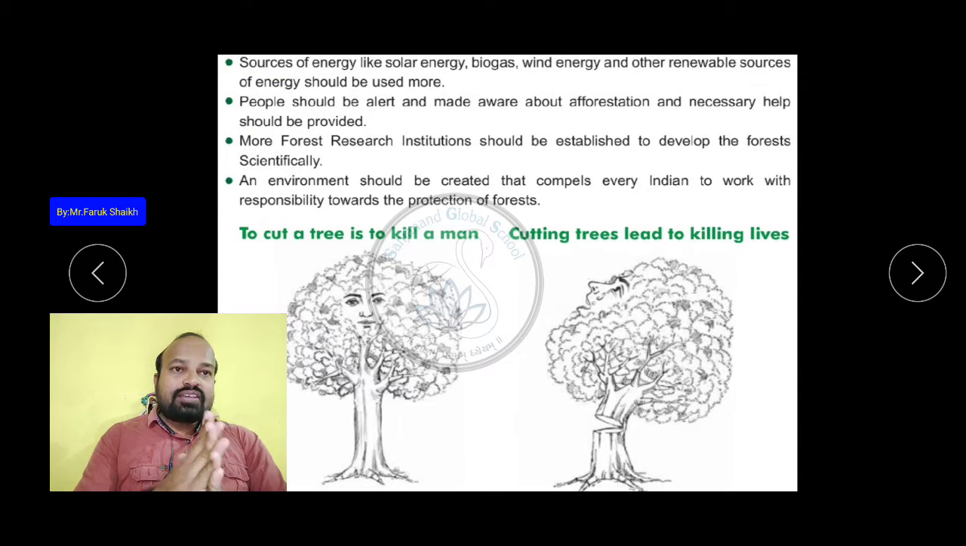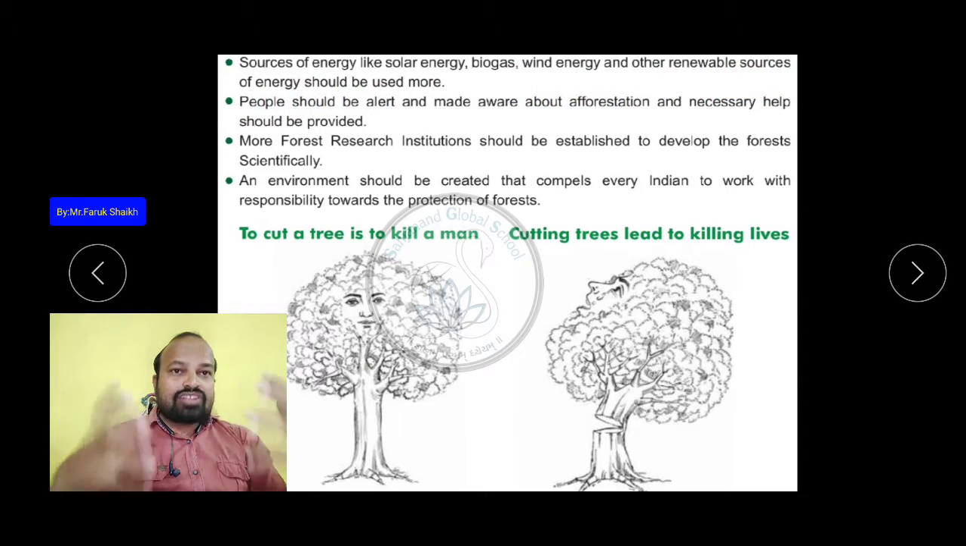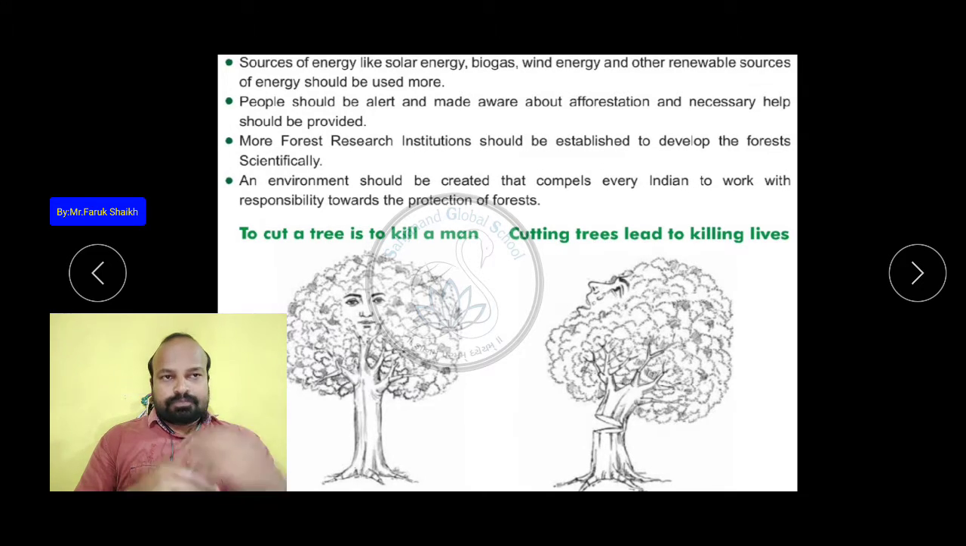Sources of energy like solar energy, biogas energy, wind energy and other renewable sources of energy should be used more. Instead of using the energy we get from minerals, like petroleum and coal, we can use other renewable sources of energy like solar energy, wind energy and water energy, instead of coal, petroleum, diesel and all.